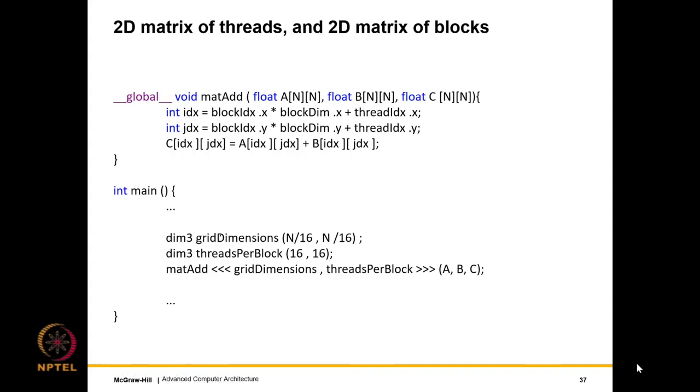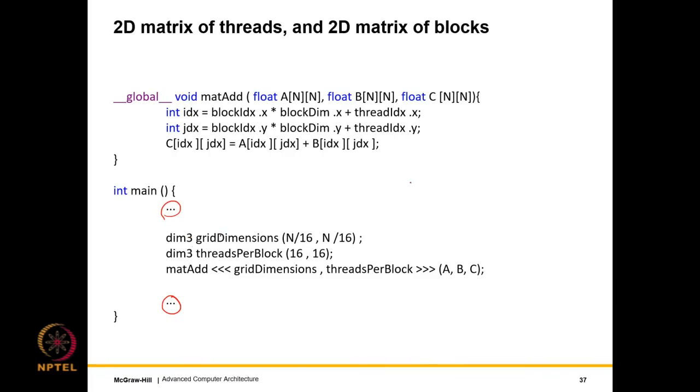Let us now look at a 2D matrix of threads and 2D matrix of blocks. So we will look at something quite similar. We will start with the main initialization, the main function. Again, we are not showing the code over here. So we will define 2 data structures, 2 dim3 data structures.